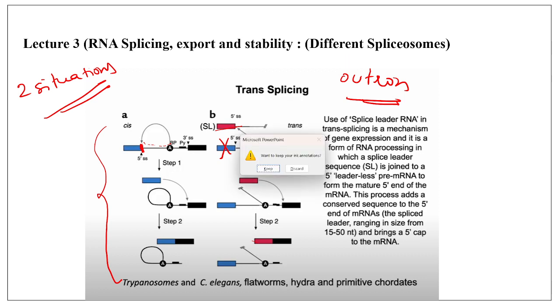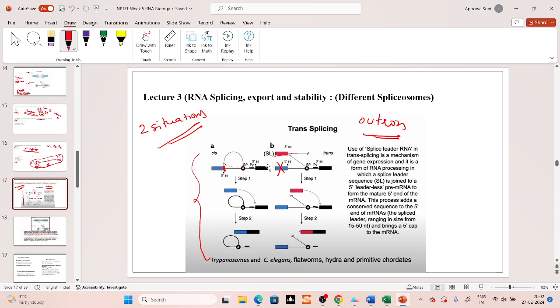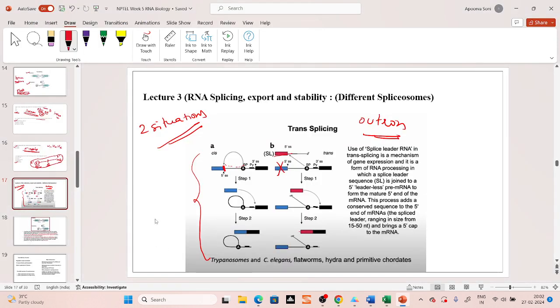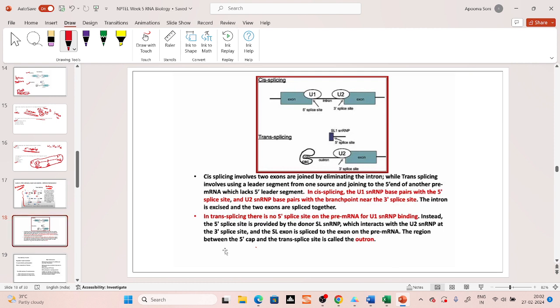Is it clear? Trans splicing and cis splicing, is it clear? If you have any confusion, you can ask me anytime. You can stop me in between and ask me. Again, you see what we are explaining: cis splicing involves two exons, 1 and 2, by eliminating the intron. So cis splicing is the normal splicing, two exons, and the intron in between is eliminated.